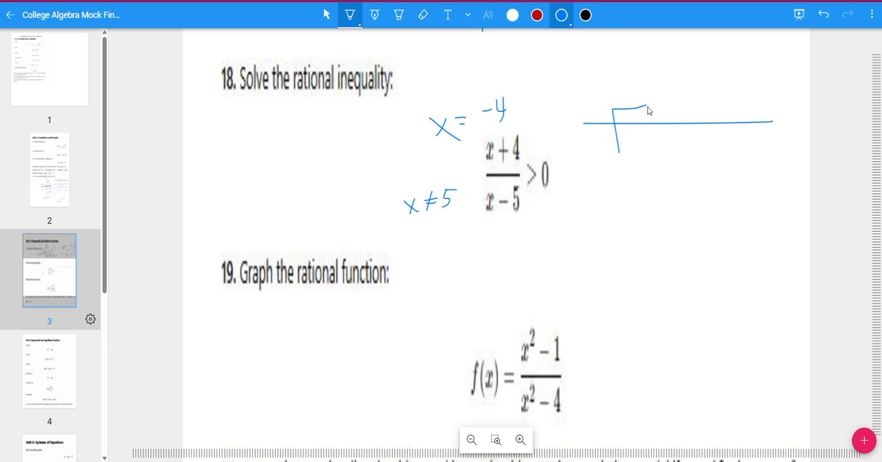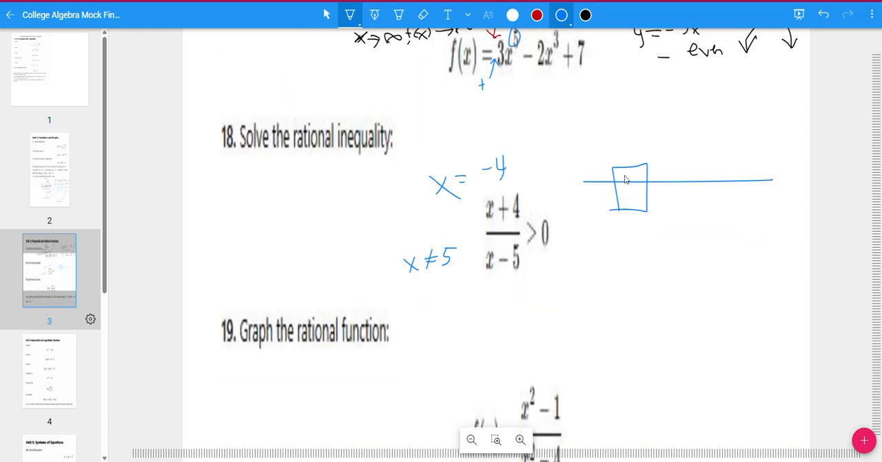Create my sign chart. If I do this, -4, I'm a 0 there. It doesn't really matter because I don't have a line underneath, I don't have an equal to. I have a 5 here, and I do not equal it, DNE. It's good for you to get 2 sign chart practices. Probably going to be on the test if I had to guess.